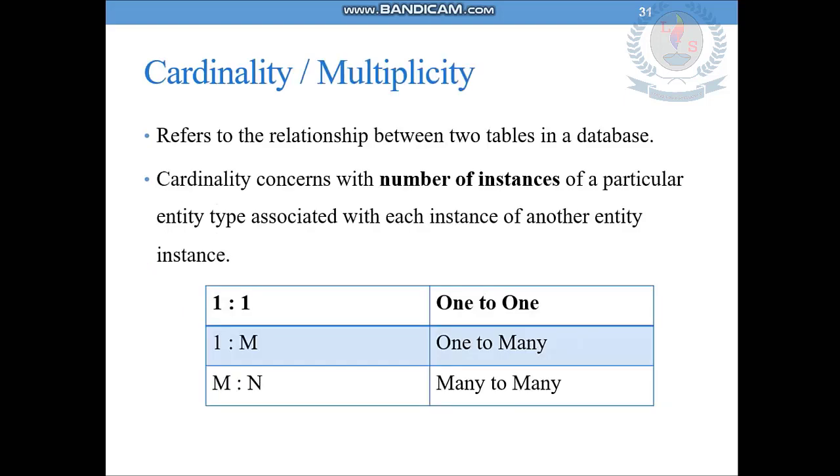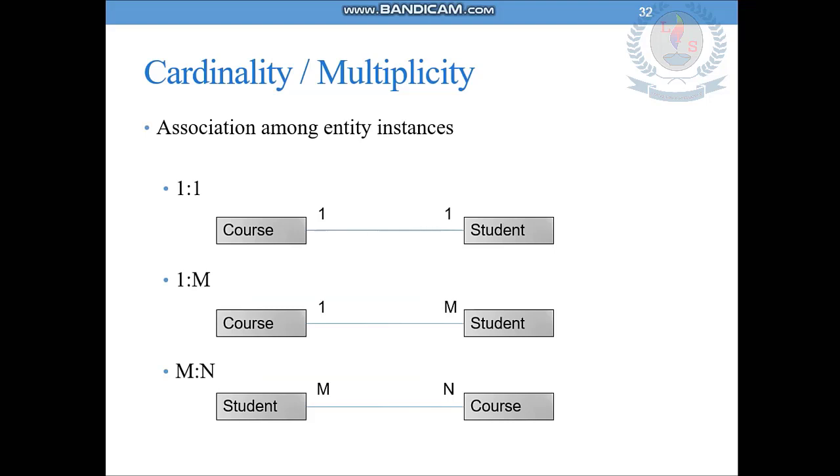So now let's see the last topic, cardinality or multiplicity. Cardinality refers to the relationship between two tables in a database. Simply we can say the number of occurrences in a particular entity type is its cardinality. There are four types of cardinalities: one-to-one, one-to-many, the opposite one, many-to-one, and the last one, many-to-many.